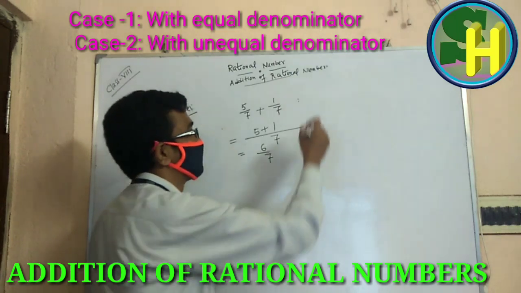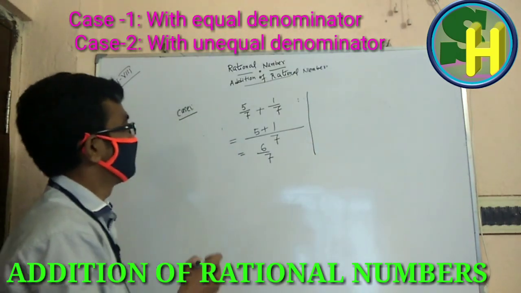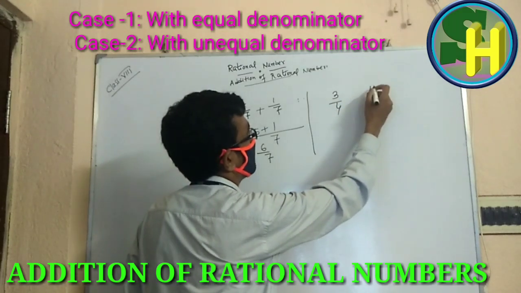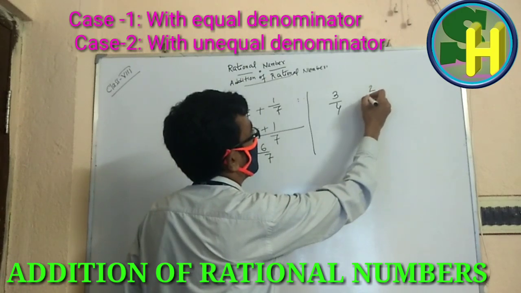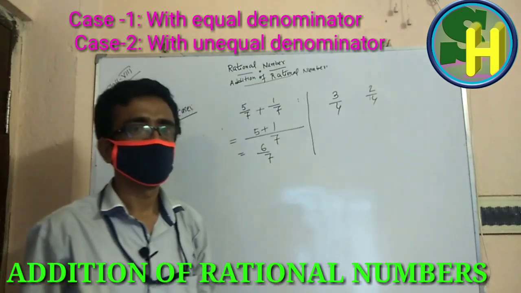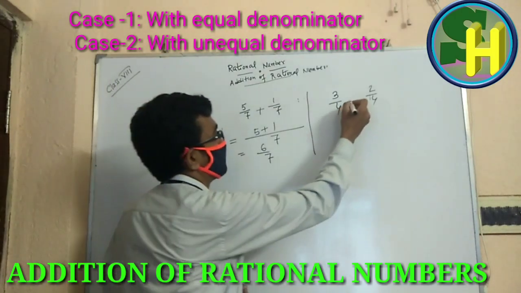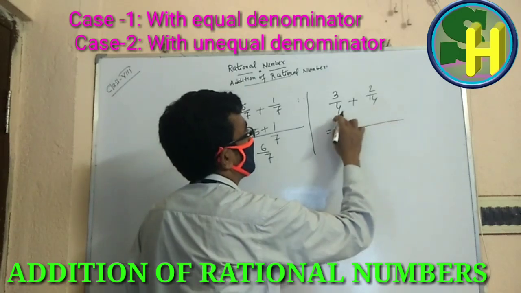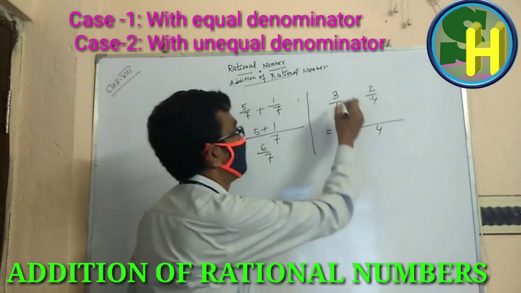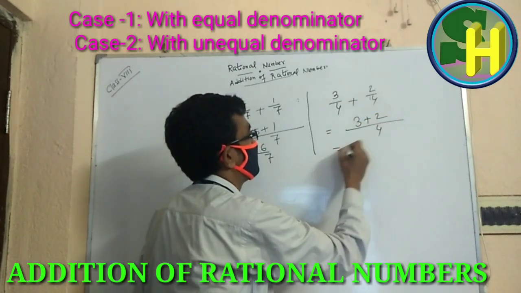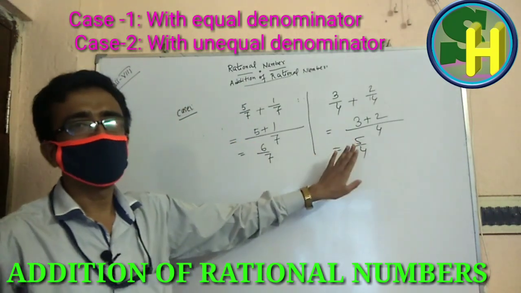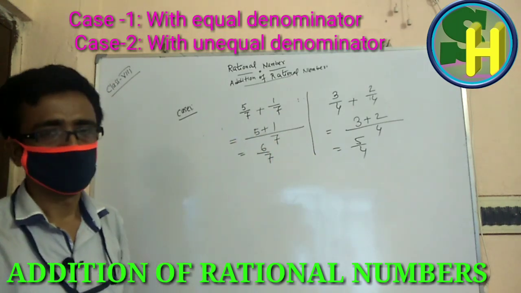Another example I am taking. If we have 3 by 4 and 2 by 4, both having the same denominator, we simply add them. We write down the denominator 4 and simply add the numerators. 3 plus 2, so this is 5 by 4. This way also we can add those having the same denominator.